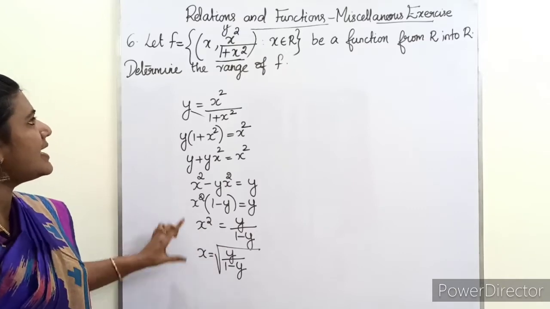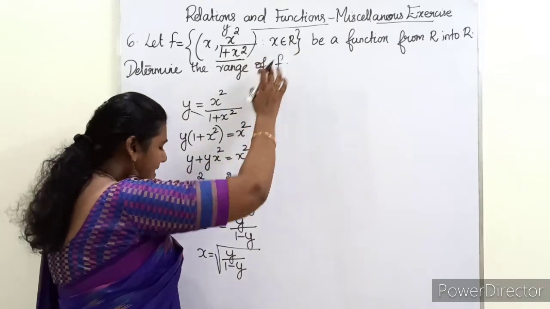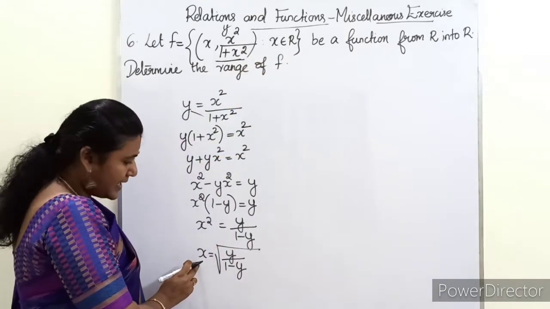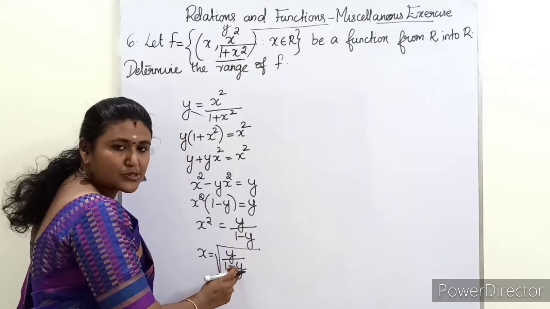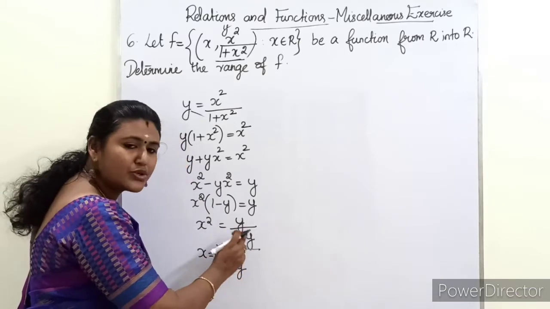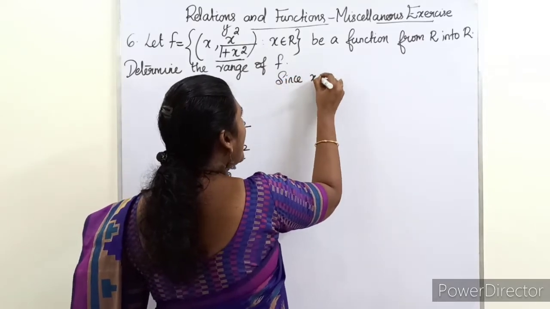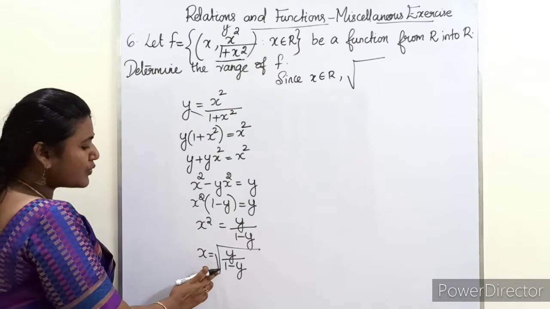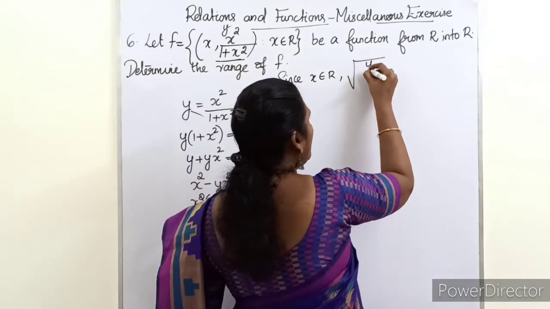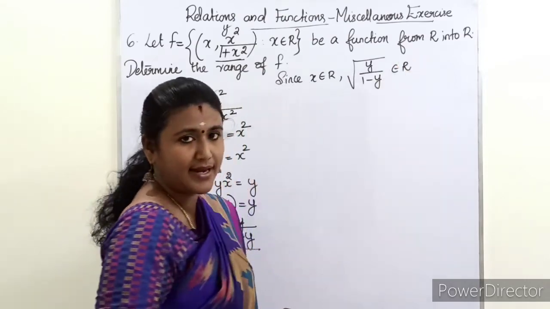Now you see here x is a real function. So since x is a real number, x is equal to root of y by 1 minus y. So this also should be a real number. Okay. So since x belongs to R, the expression, what expression we got for x now? Root of y by 1 minus y should also be a real number.